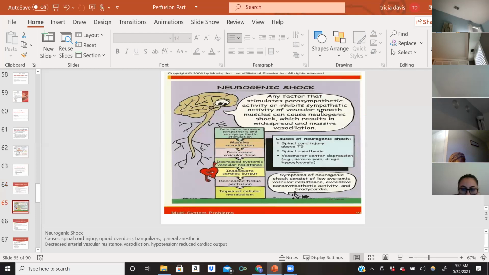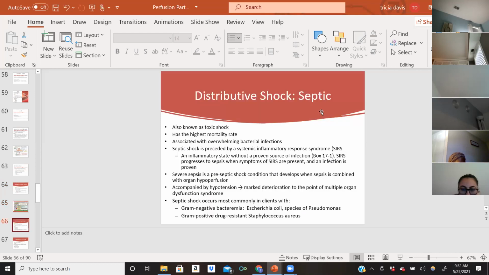You guys can read this. This is just a little slide that shows you all the signs and symptoms and explains it a little bit better. So now we're going to talk about septic shock. This is also known as toxic shock. You'll see those terms used interchangeably in the medical setting.